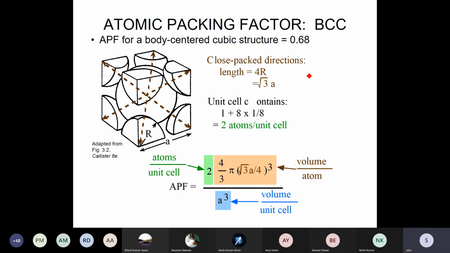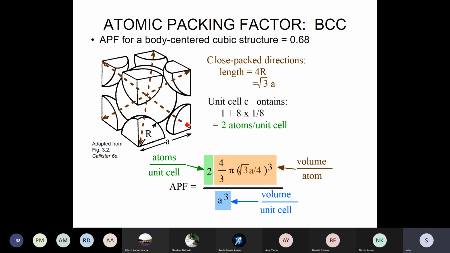How do I calculate the atomic packing factor? Simple calculation. The lattice constant is A because it's a cube. In which direction are atoms touching each other? In the body diagonal direction. If their radius is R, R, another R, another R, that is 4R. And the body diagonal length with respect to the edge A will be root 3 A, the length of the body diagonal of this cube whose edge length is A.